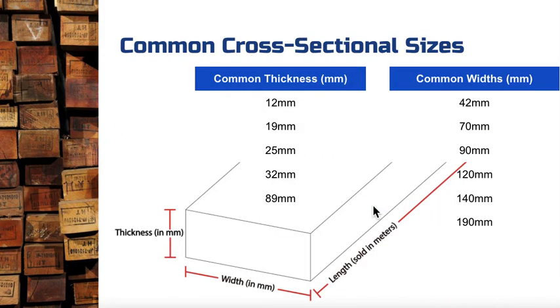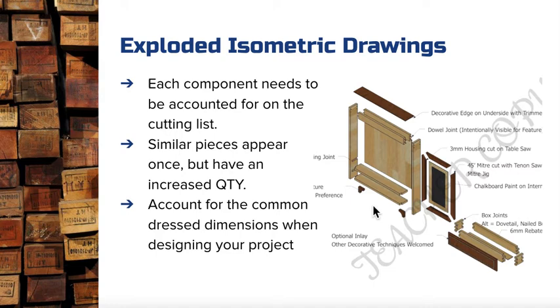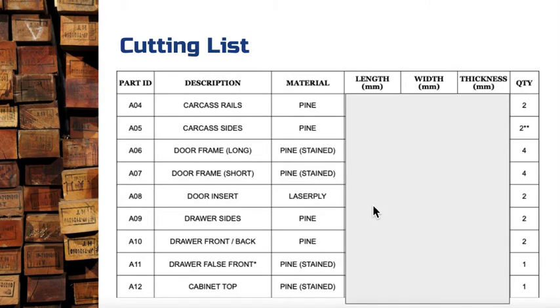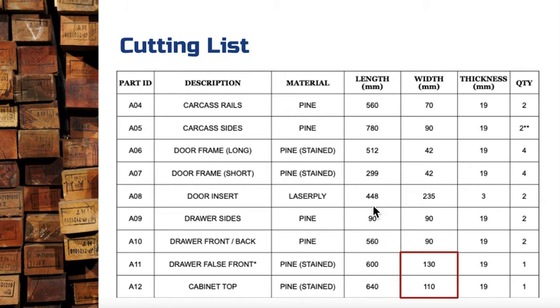Now I'll run you through a recap. We start with the common sizes. We prepare the cutting list. We do this by exploding our drawings and listing the items, the materials, and the quantities first. Once that's sorted, we go to our orthogonal drawings and get the dimensions for length, width, and thickness, and we enter those into our table. That's our cutting list sorted.